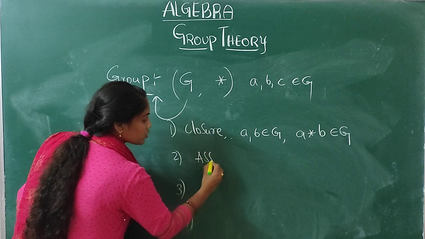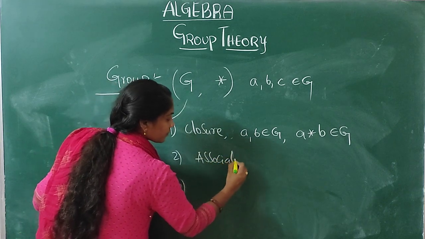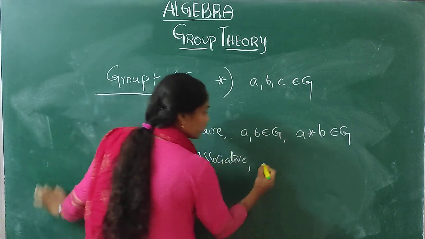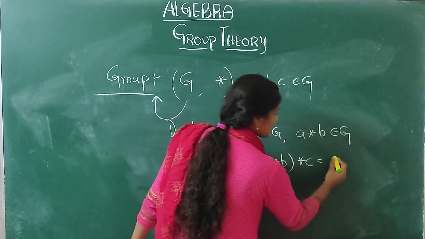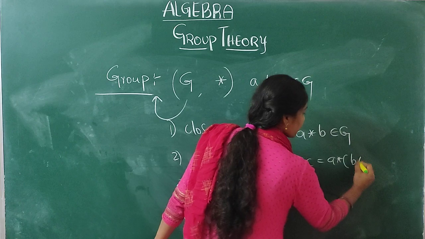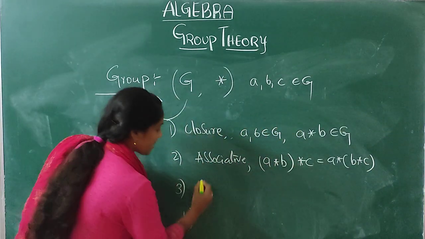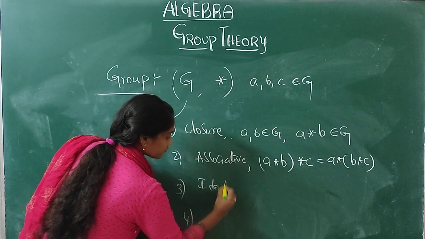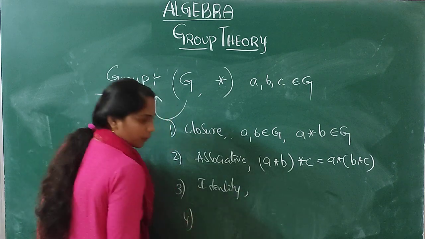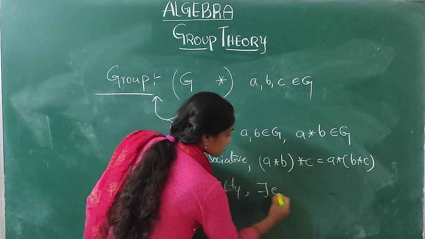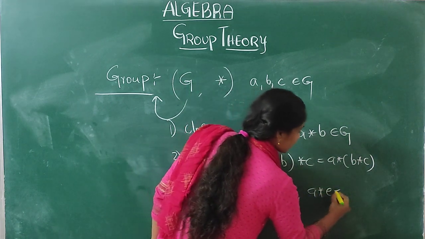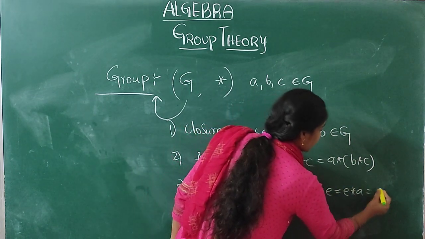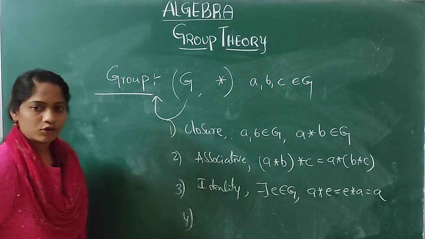Next, the associative property. What is that? A star (B star C) is equal to (A star B) star C. Next, the identity property. What is that? There exists some E belonging to G such that A star E is equal to E star A, equal to A, for all A belonging to G.